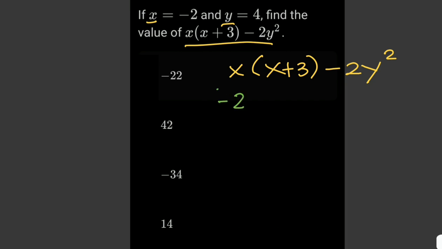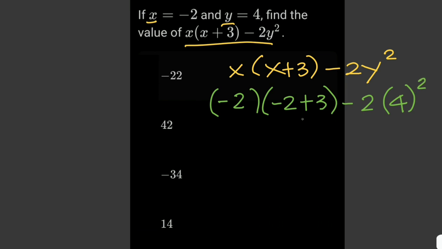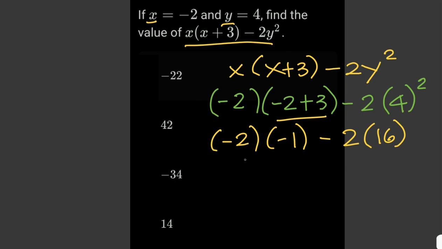So that would be negative 2 times (negative 2 plus 3 minus 2 times y), and y is 4, so that is 4 squared. Then we simplify. Negative 2 plus 3, I'm sorry, this is supposed to be positive because 3 is larger and is positive, so that would be positive 1.